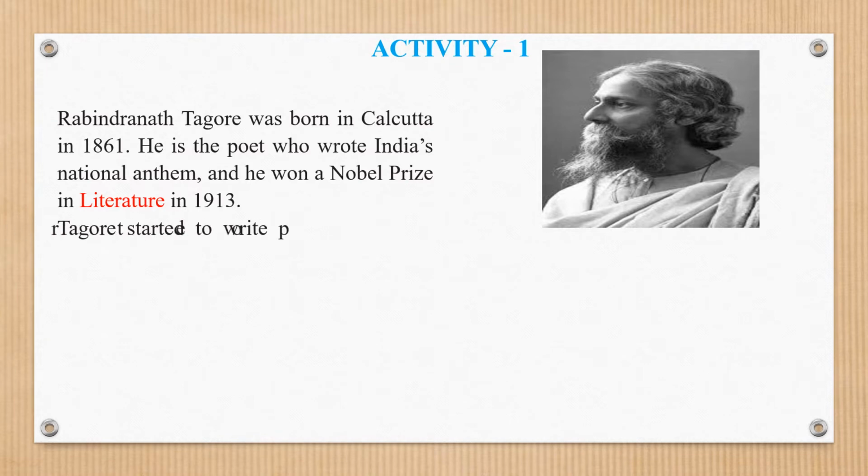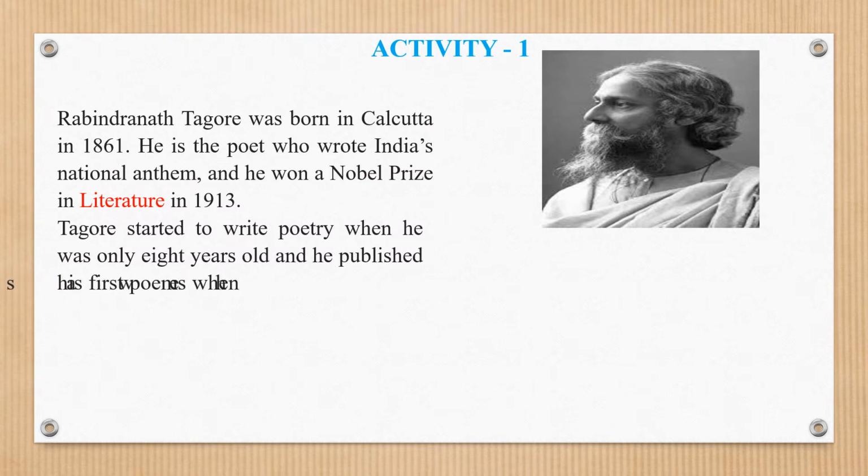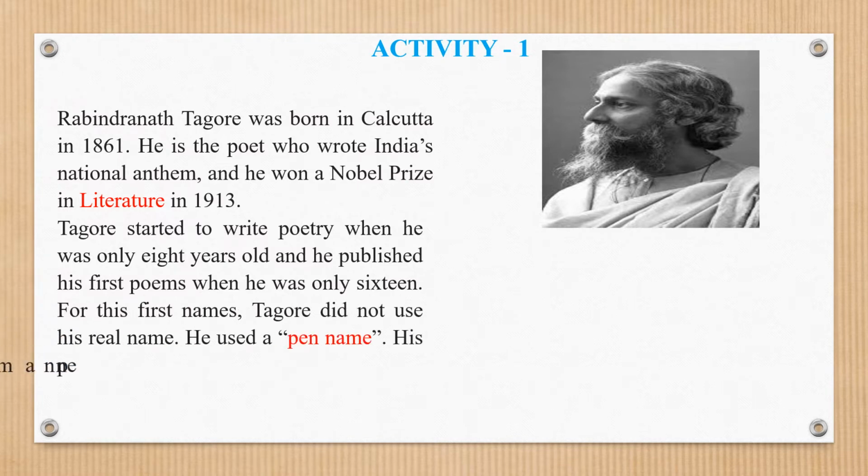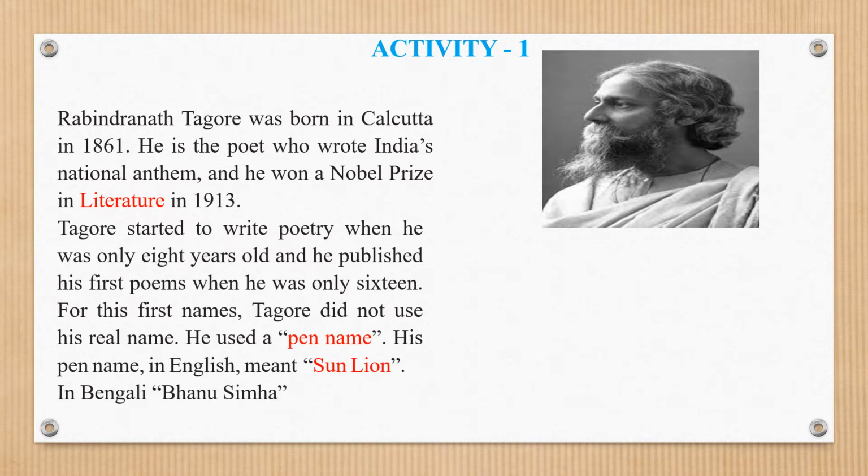Tagore started to write poetry when he was only 8 years old and he published his first poem when he was only 16. For these first poems, Tagore did not use his real name, he used a pen name. His pen name in English meant Sun Lion. In Bengali, Bhanu Simha. Bhanu means sun and Simha means lion.